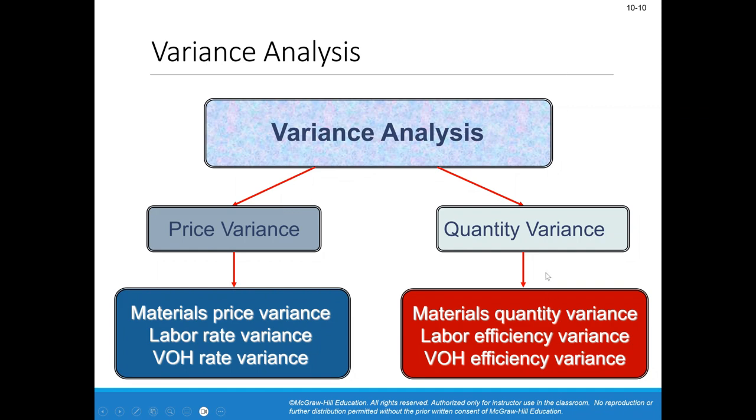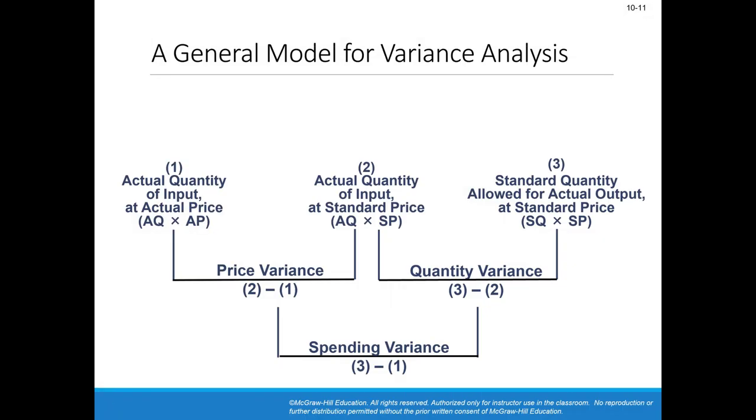And then the quantity variance, again, did we use more or less materials? Did we use more or less labor hours? Which, if we use more or less labor hours, that's going to make this variable overhead change as well. So this looks a little complicated.